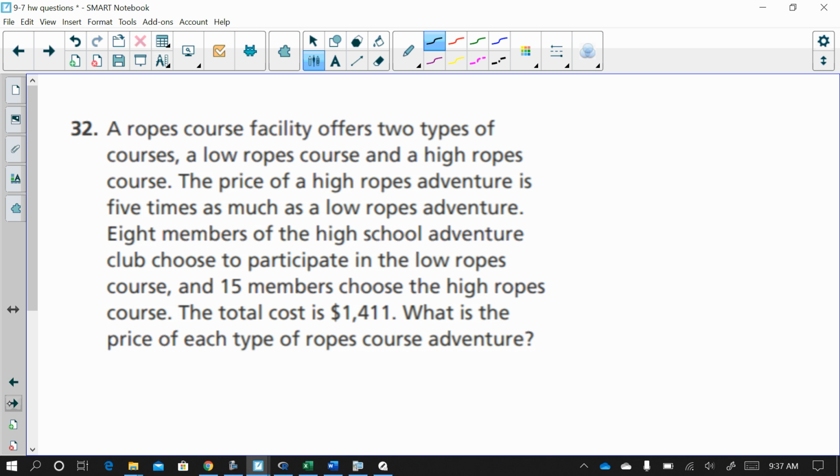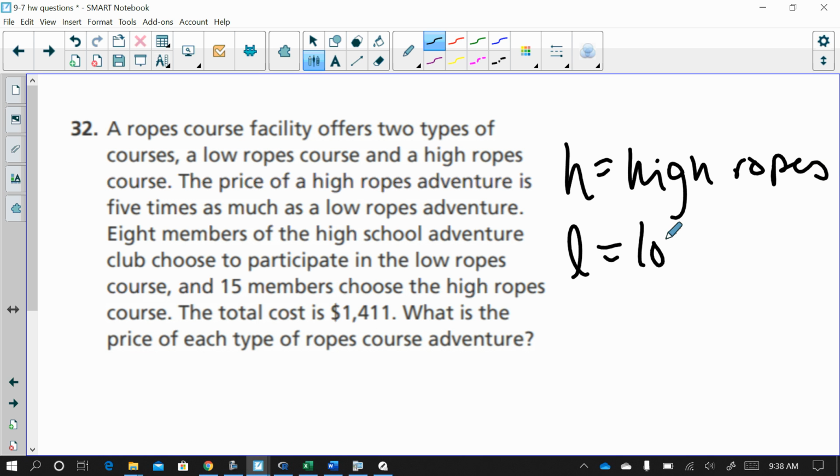A ropes course facility offers 2 types of courses, a low ropes course and a high ropes course. The price of a high ropes adventure is 5 times as much as a low ropes adventure. 8 members of the high school adventure club choose to participate in the low course, and 15 members choose the high ropes. Total cost is $14.11. What is the price of each type of ropes course adventure? So, system of equations. First thing we should do is define our variables. I'm going to let H be high ropes and L be low ropes.